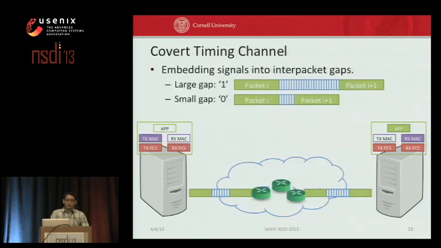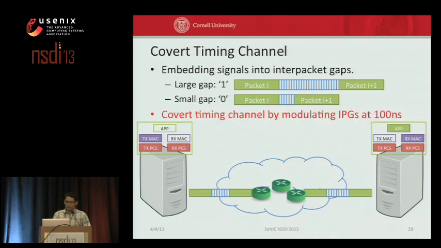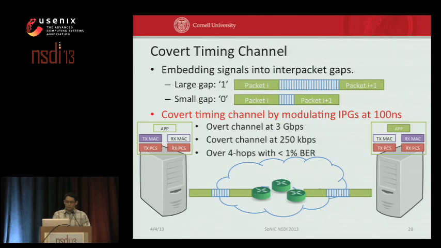With these two cool capabilities of packet generation and packet capture, now we can create a covert timing channel which is virtually impossible to be detected in higher layers. Here we are trying to embed signals into interpacket gaps. For example, you can embed signal 1 with a large interpacket gap, and we can embed signal 0 with smaller interpacket gaps. And you are able to create a covert timing channel by modulating interpacket gaps at 100 nanosecond scale.